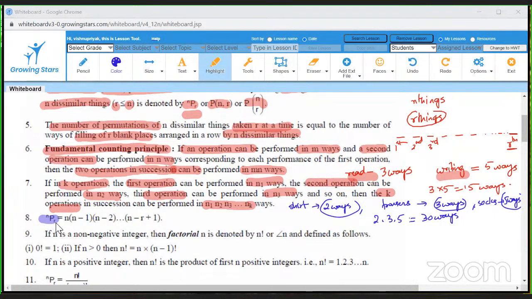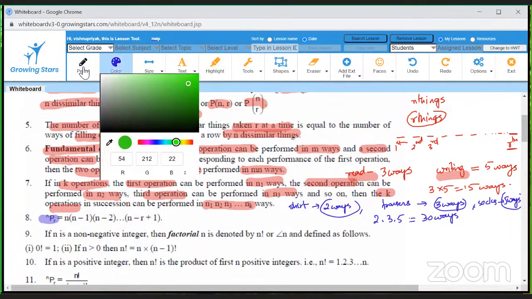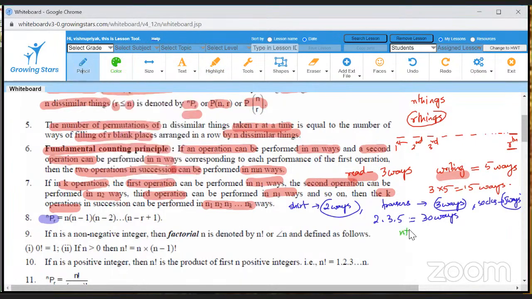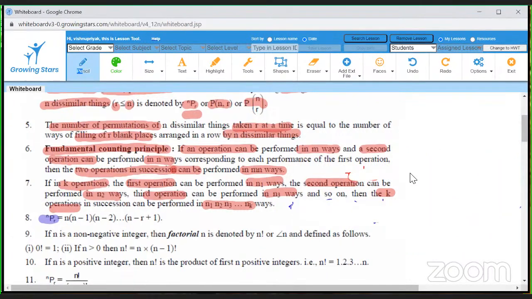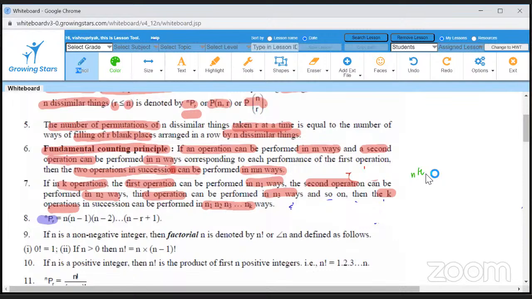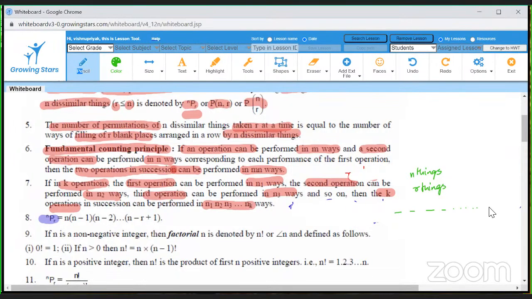Okay. NPR also uses the same fundamental counting principle. Just now I told you, I will erase this because I don't have space. NPR: total you have n things. Out of n things, you are taking r things and arranging them in r places, up to the rth place.